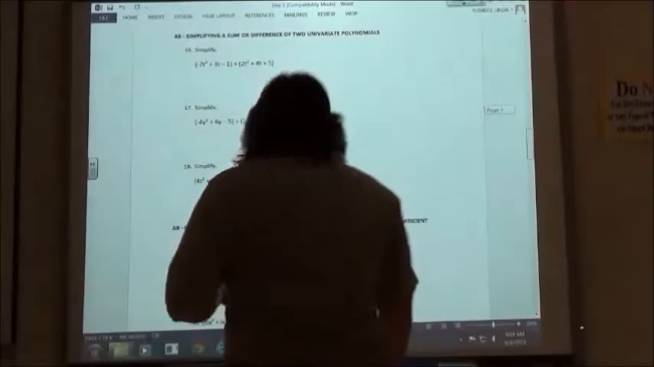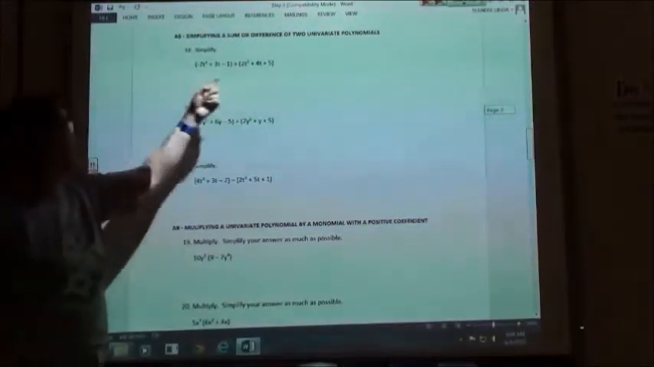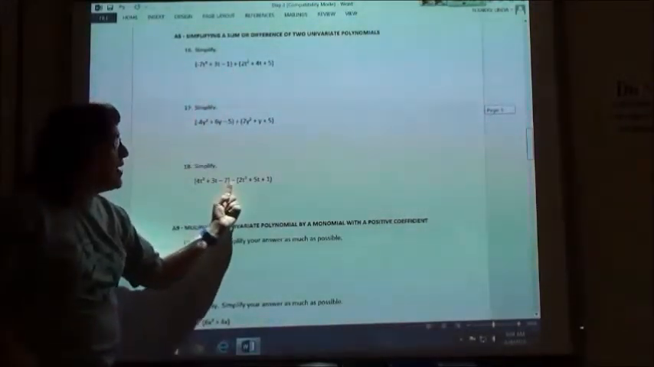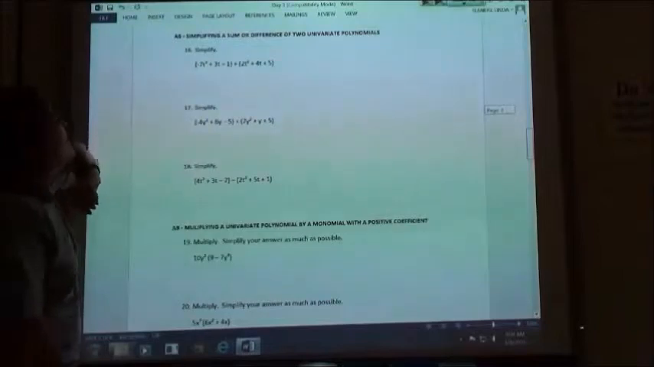Simplifying our sum or difference of two univariate polynomials. I'm just basically combining my like terms. The parentheses are there to separate the two polynomials from each other. If I'm adding, I'm just going to add my like terms. If I'm subtracting, I might want to use my distributive property first, or some of you can subtract without doing that. But I'm just going to combine my like terms.